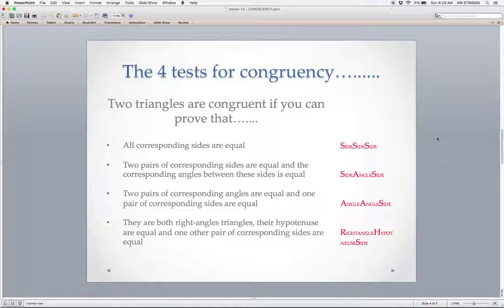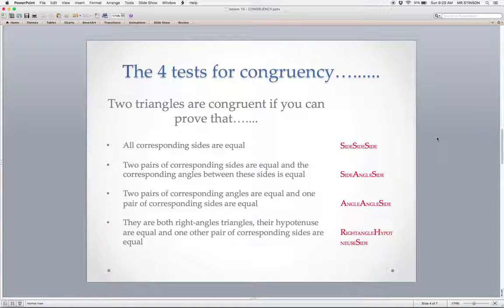Lastly, if we have 2 right-angled triangles, we can use the 4th test for congruency. If they are both right-angled triangles, if their hypotenuse are equal, and think of this being the diagonal on the triangle, and 1 other pair of corresponding sides are equal, then we can use the proof right angle hypotenuse side, or RHS, to prove that those two triangles are congruent.